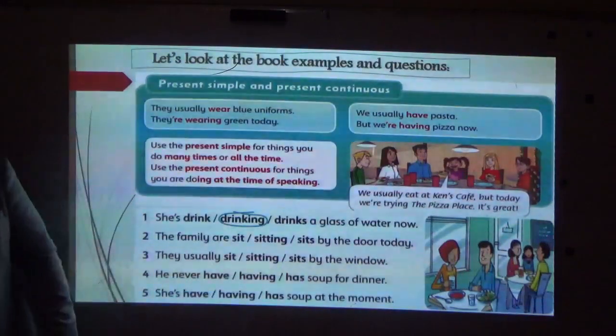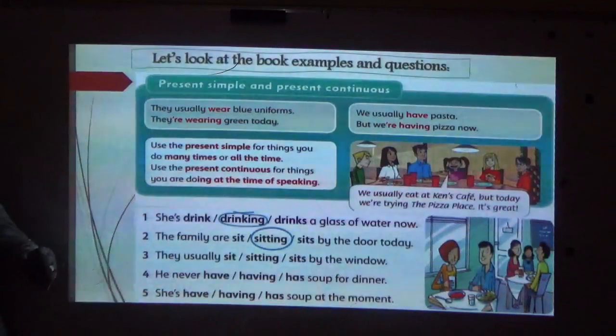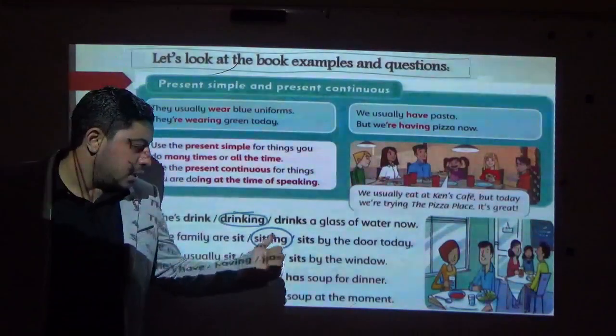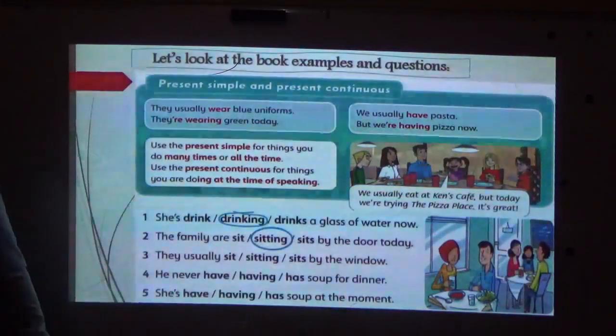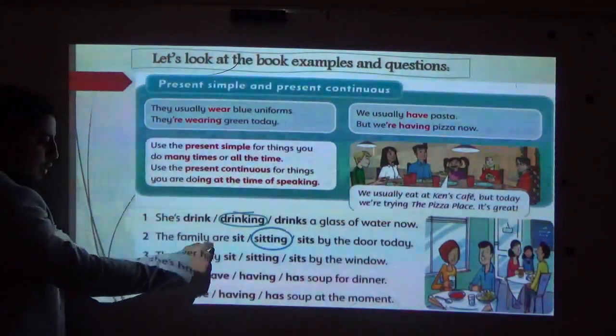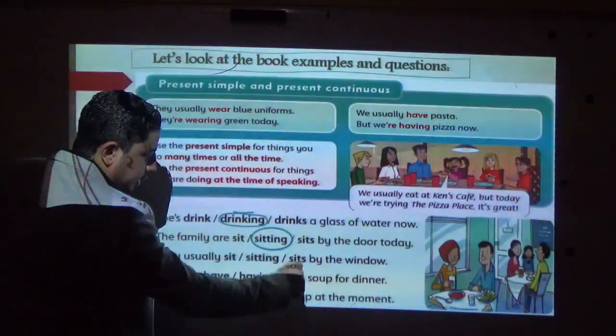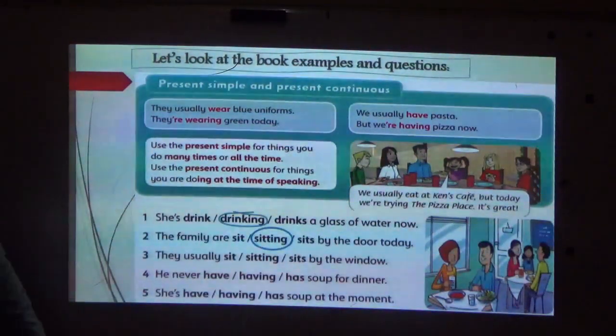Number two, who can answer it? The family are sit or sitting or sits by the door today. Which one? Yes, I can see are, so I will use sitting, ing. Very good, excellent. Are sitting by the window or by the door today.